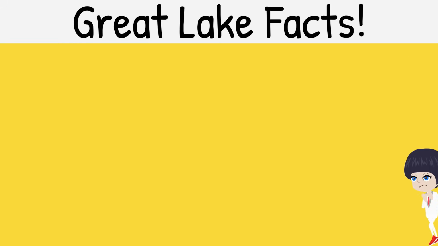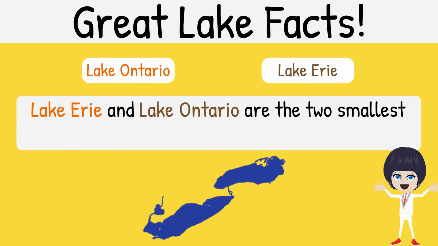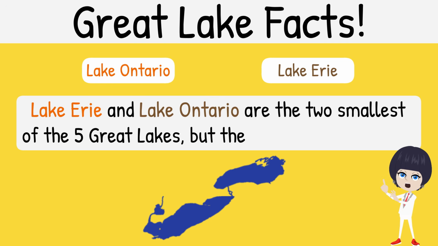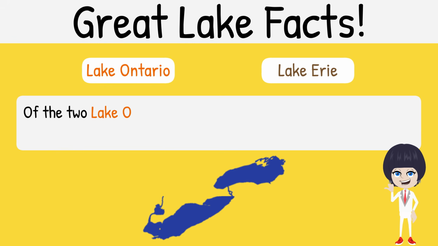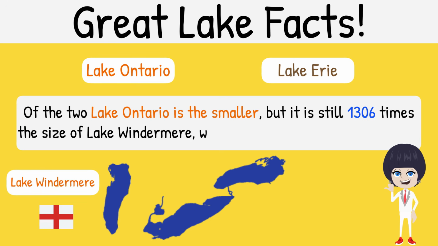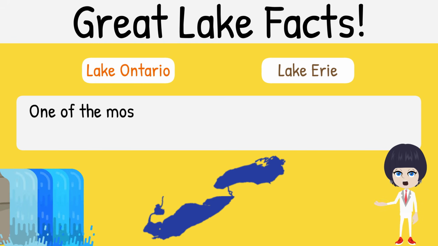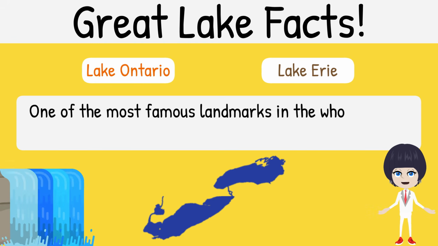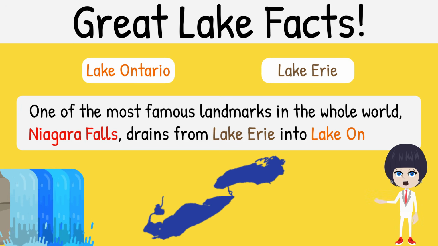Lake Erie and Lake Ontario are the two smallest of the 5 Great Lakes, but they are still very large. Of the two, Lake Ontario is the smaller, but is still 1,306 times the size of Lake Windermere, which is the largest lake in England. One of the most famous landmarks in the whole world, Niagara Falls, drains from Lake Erie into Lake Ontario.